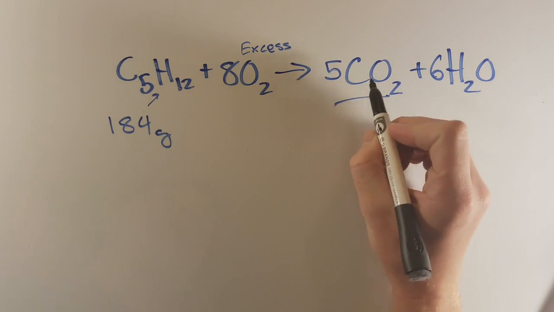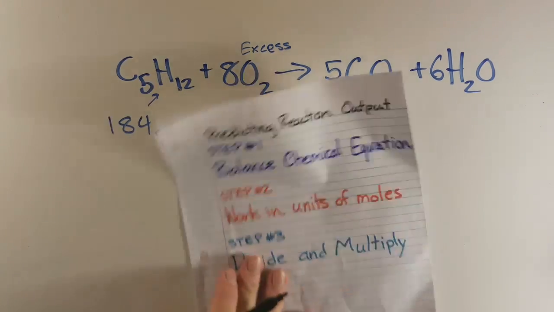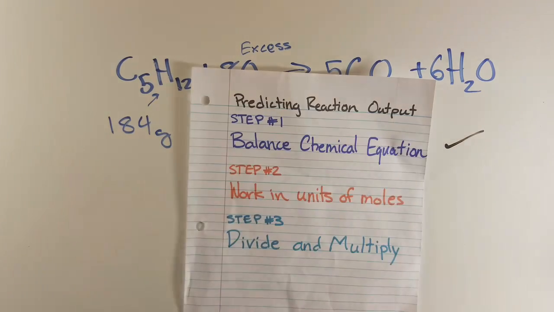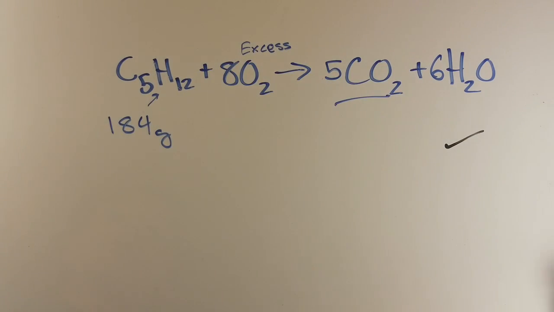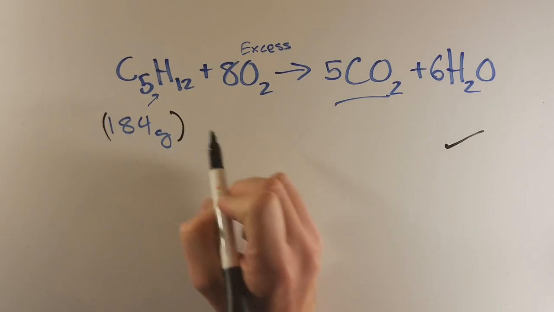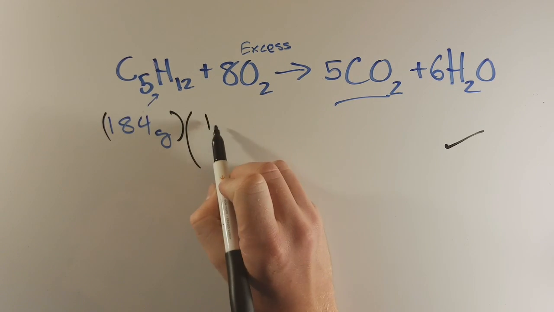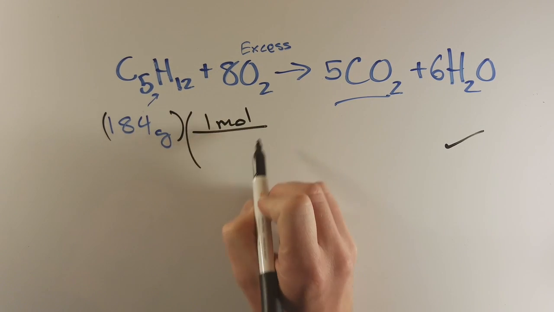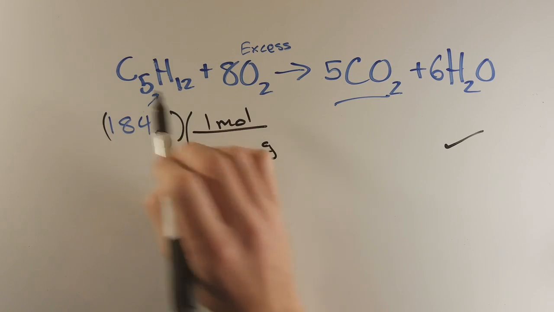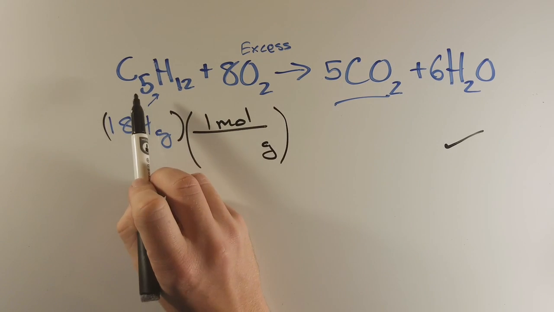So we want to know how much carbon dioxide. Step 1, balance chemical equation. Check. Work in units of moles. So right now we have grams, so we need to get this into moles. We need the molar mass of pentane. So grams is going to be on the bottom. We don't know yet because we need to know the molecular mass of this.